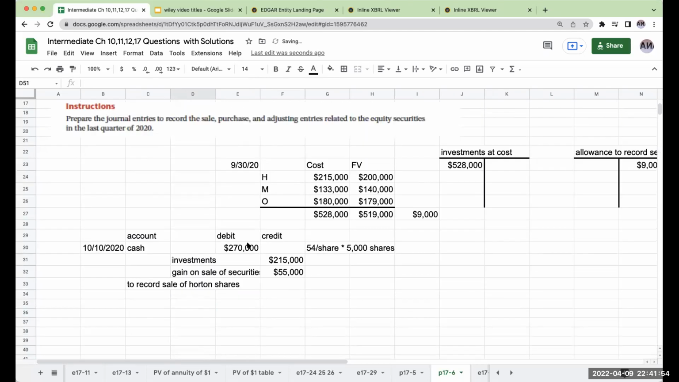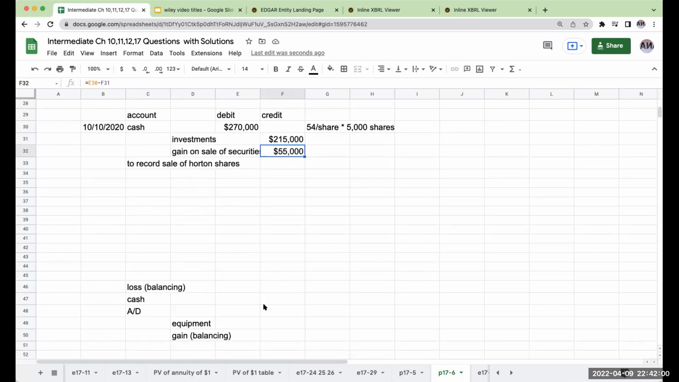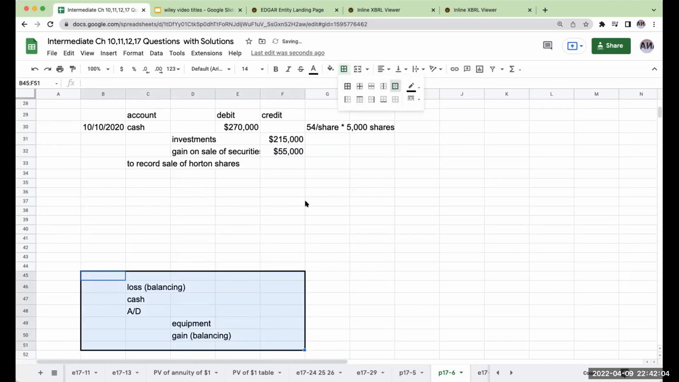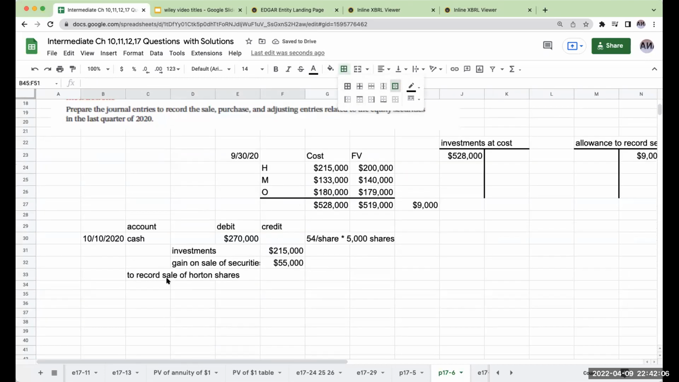So over here, I have 270,000 of debits. It cost me 215, so I have a gain of 55. But go back and memorize this entry. You have no idea how helpful this will be for your accounting life.